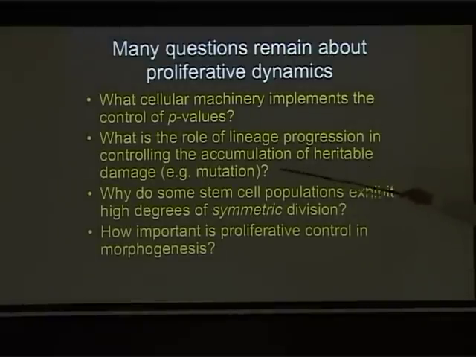We don't know too much about how lineage progression controls the accumulation of mutation, although there's another story I didn't have time to tell you about that suggests that this high degree of symmetric division actually plays a positive role here. And we don't really know how important proliferative control is in morphogenesis, because there are other mechanisms by which morphogenesis also takes place involving, say, cell movements, cells pulling on each other and mechanically changing and so on. So lots still to be understood.